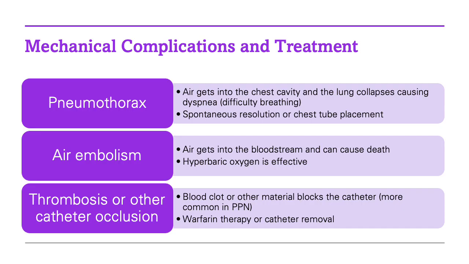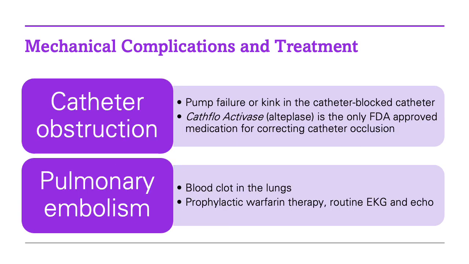For thrombosis or any other kind of catheter occlusion, it could be a blood clot or other material that blocks the catheter, which is a little bit more common in PPN, and then treatment would be warfarin therapy or catheter removal. Continuing with mechanical complications and treatment, we have a catheter obstruction. If there's a pump failure or a kink in the catheter, it leads to a blocked catheter.